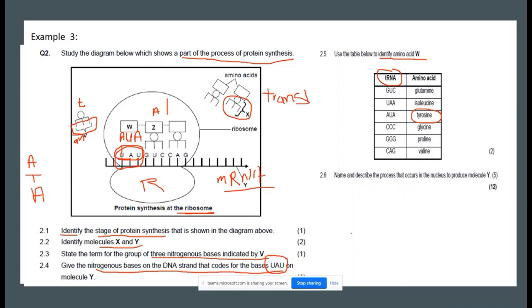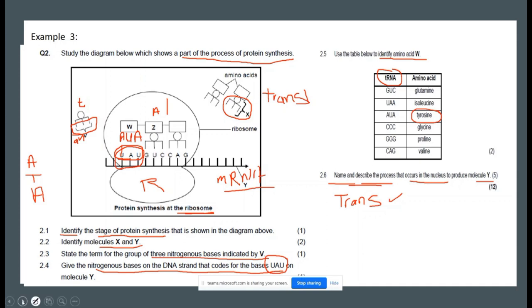Name and describe the process that occurs in the nucleus to produce Y. Which process? Name and describe, exactly like the previous question. So it is about transcription, and people, that's why I said study transcription and translation. Transcription for one mark and describe it for four other marks. Well done to you guys.